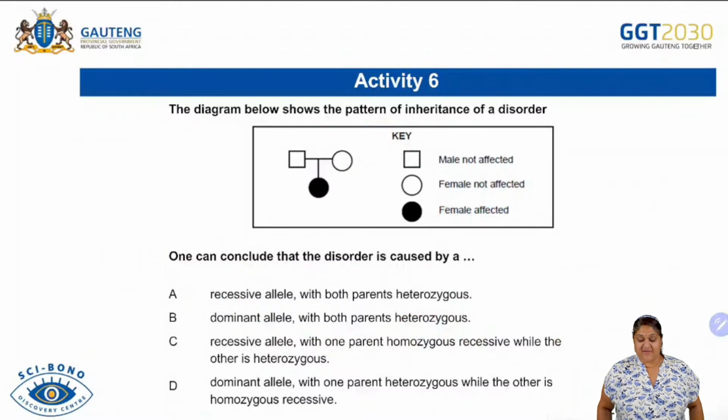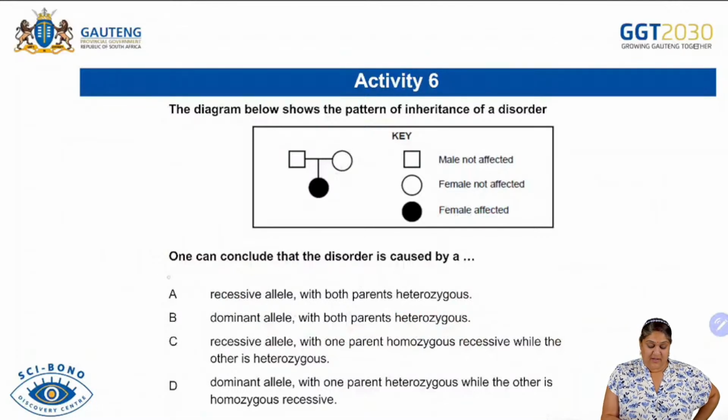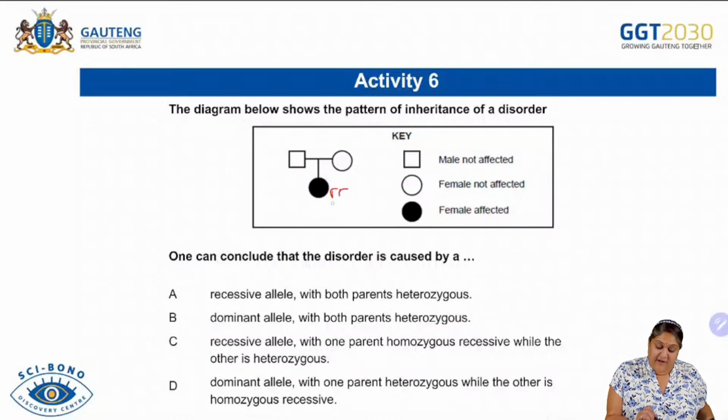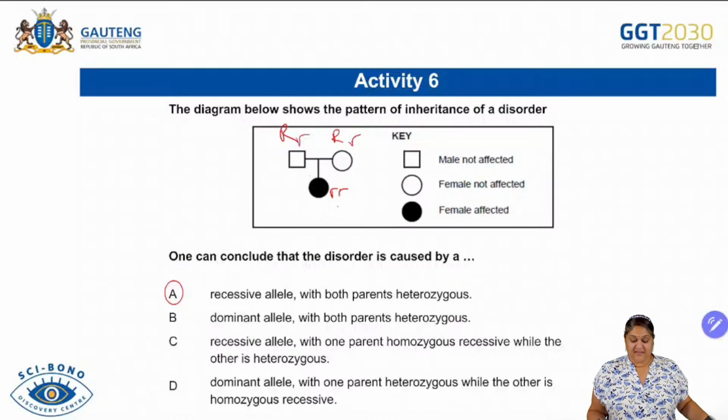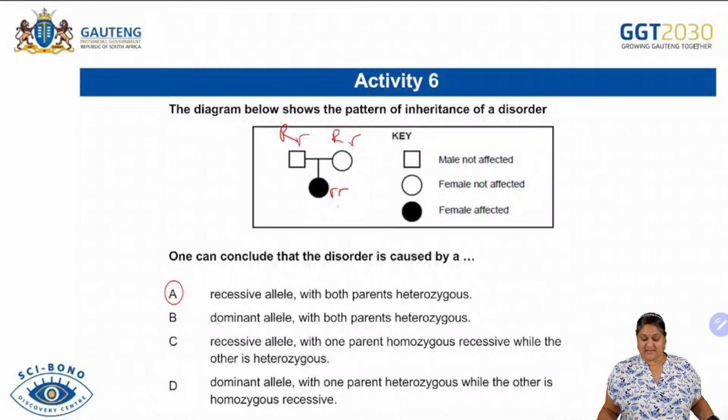So they're showing us here that the female is affected. Okay, so it has to be the first one, where they say the recessive allele with both parents heterozygous, because let's try to work it out. Let's just make a letter here. If this is a recessive allele here, and this person is affected, it had to have gotten one from each parent, which means the other allele is dominant. Therefore, this one applies. So it's the recessive allele with both parents heterozygous.